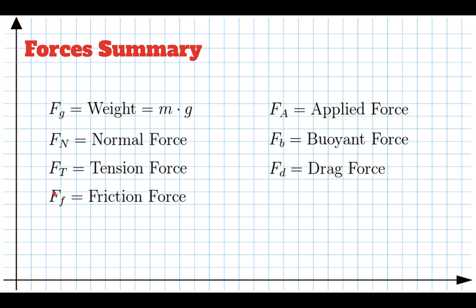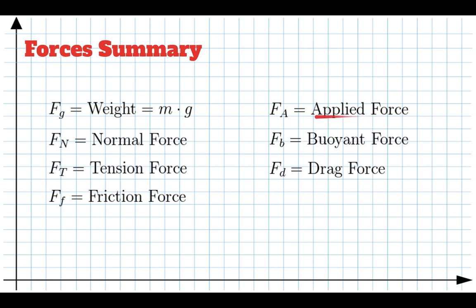Friction force is F sub f, and we use a little f here. Those are friction forces. That's when two surfaces are in motion relative to each other. So like a box sliding across the floor or something, a hockey puck sliding across the ground. And friction forces oppose motion.